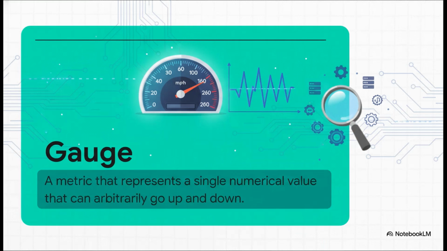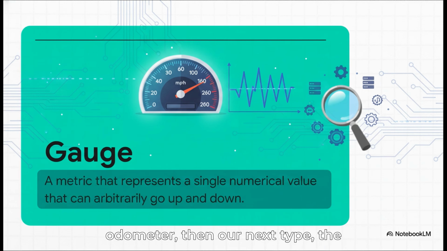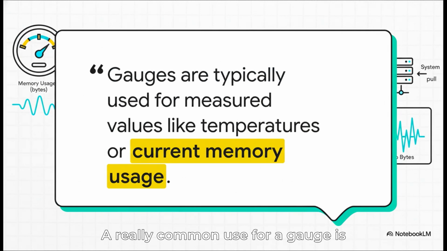Simple as that. Okay, so if a counter is your car's odometer, then our next type, the gauge, is your speedometer. It can go up and it can go down. A gauge is designed to capture a value at one specific moment, a snapshot of a state that can change, like temperature or current users online. A really common use for a gauge is tracking something like memory usage. The amount of memory your app is using right now can go up and down all the time, right?